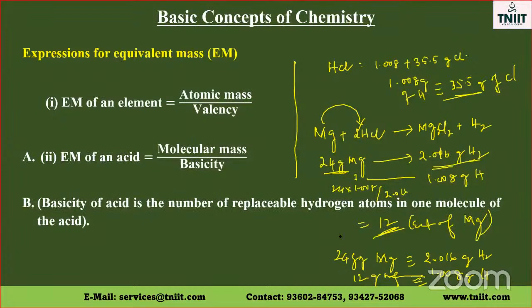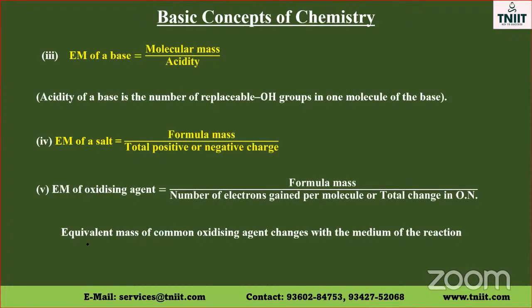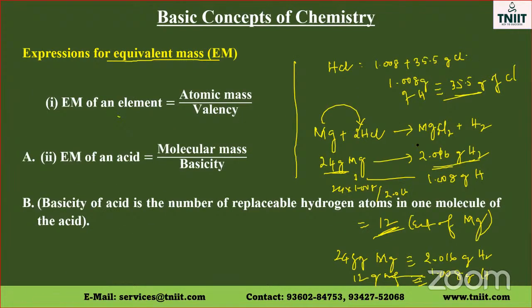Now, coming to the expression for equivalent mass. How do we calculate the equivalent mass? Equivalent mass of an element is calculated by the formula atomic mass by valency. Second, equivalent mass of an acid is calculated by molecular mass by basicity. And the basicity of an acid is the number of replaceable hydrogen atoms in one molecule of acid. And then we have equivalent mass of a base, molecular mass by acidity. We will learn one by one. Now I'll erase this part and then I will teach you.